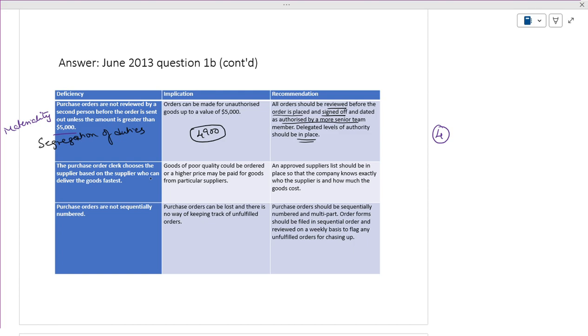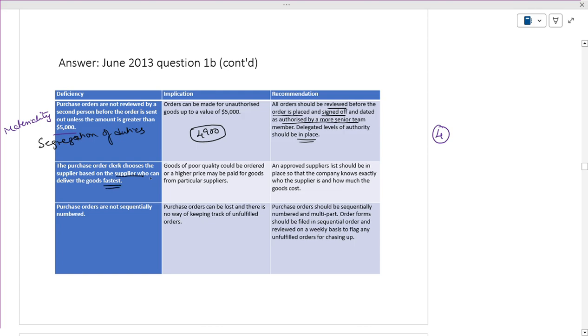Implication: you write it in your own words. Nothing will happen for orders less than 5,000, they can place any number of orders. All orders should be reviewed, signed off, and authorized by a senior team member.